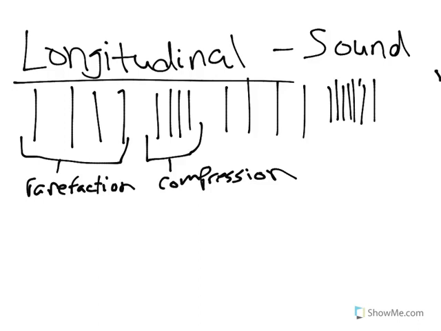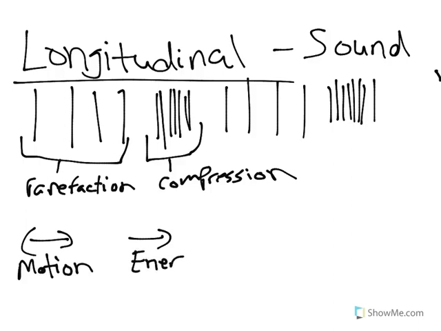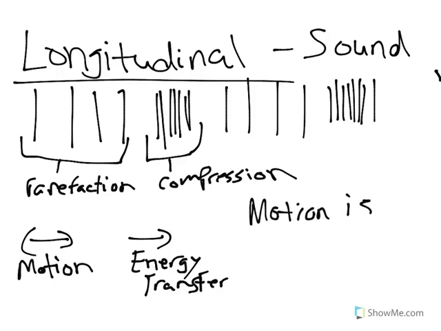This is how the wave is manipulated so that we can actually hear things. We have areas where the particles in the wave are compressed, and areas where they're rarefacted, and that's how you actually pick up on sound. The important thing to note here is that the motion of each particle is back and forth, and the energy transfer is also back and forth, in the same direction as the motion. So here, motion is parallel to energy transfer. Alright.